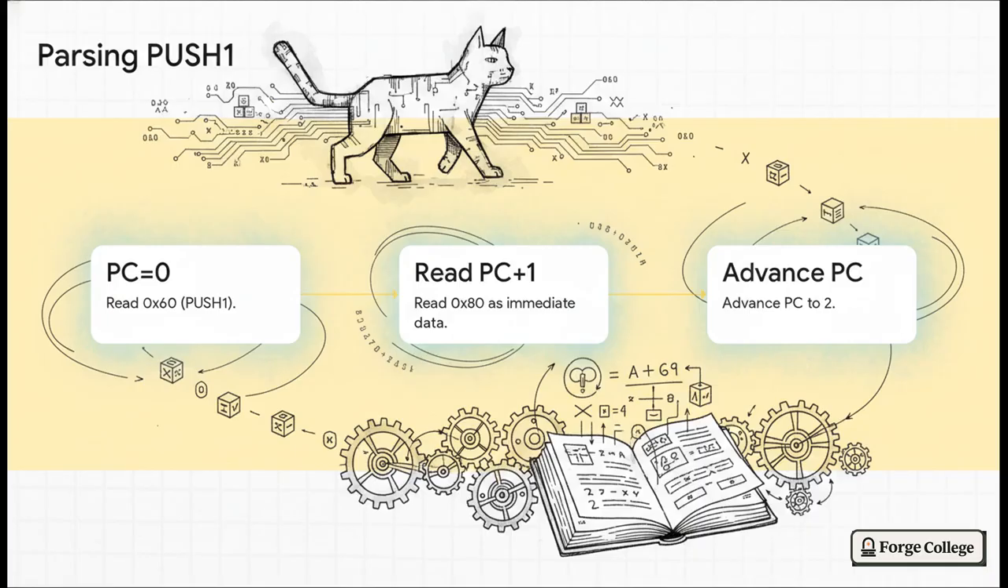But it's actually precise, deterministic poetry. Step 1, program counter is at 0. We read 0x60. That translates to push 1. Step 2, because it's push 1, we know the very next byte is immediate data.